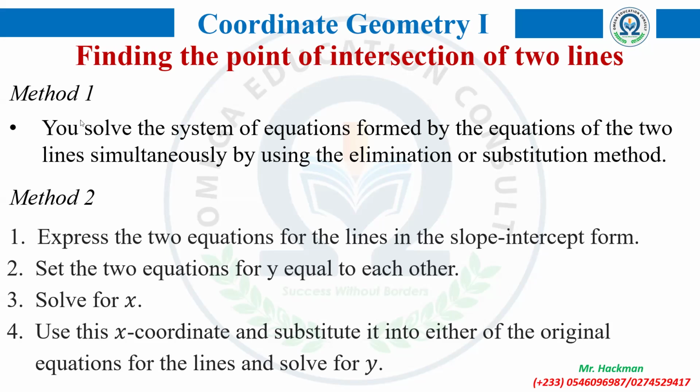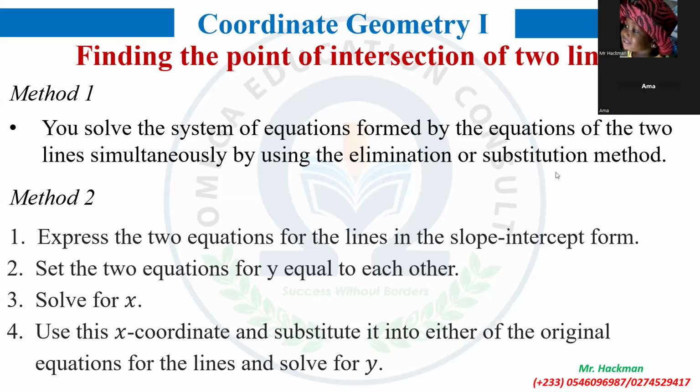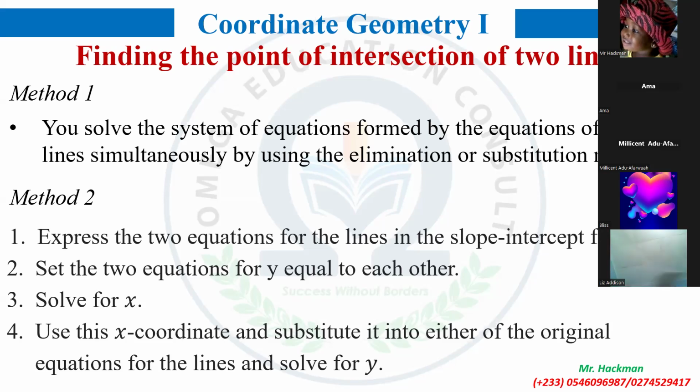So that's method one, your known method. You solve the system of equations formed by the equations of the two lines simultaneously, either by using the elimination or the substitution method. I hope it's clear. That's what you know, right? Yes. Okay, I'll walk you through another way, then we make that determination. Whichever one sits well with you, you adopt. Method two.